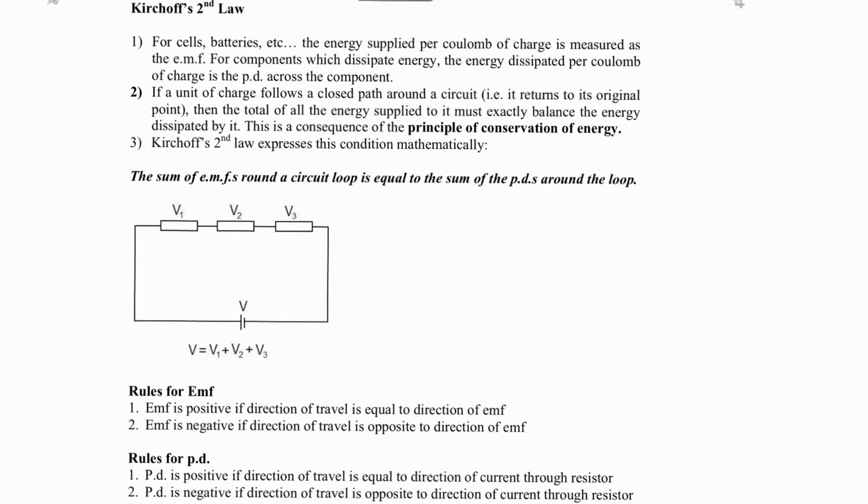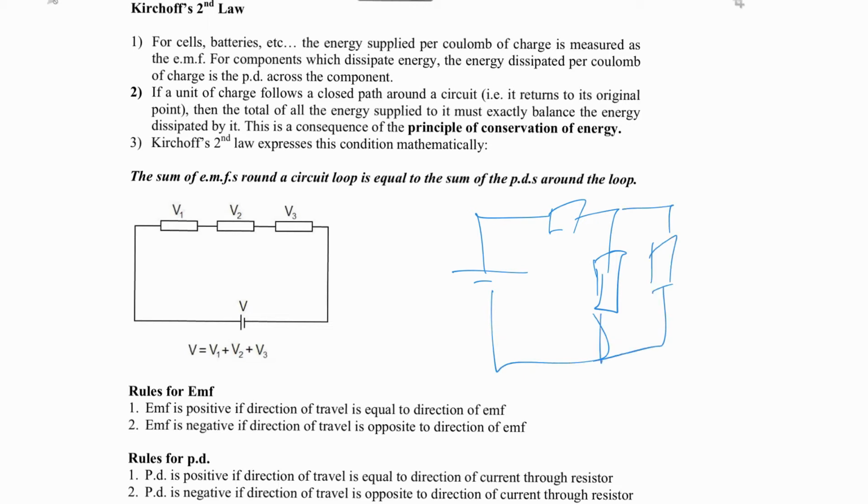So I give you another example, right? We make it more complicated. So this is one loop and then another loop. Alright. So how many loops do you see here? 2? I can see 3. Because this is one loop, this is another loop, and this big one is another loop. Can you see that? So in each of these loops, the net EMF is equal to the sum of PD, or the sum of EMF equals the sum of PD.